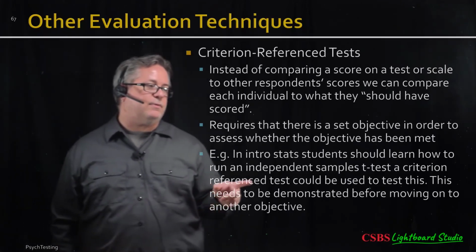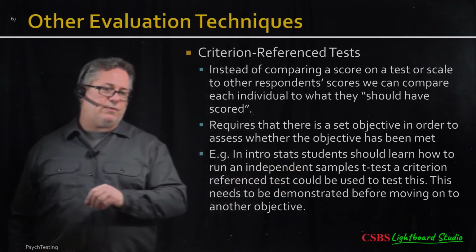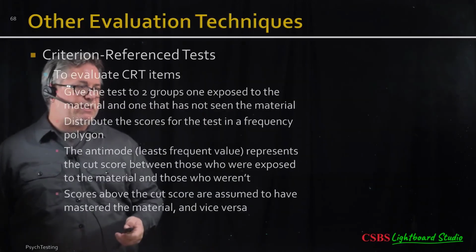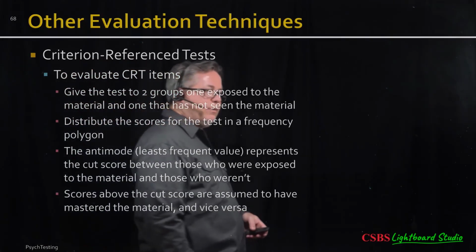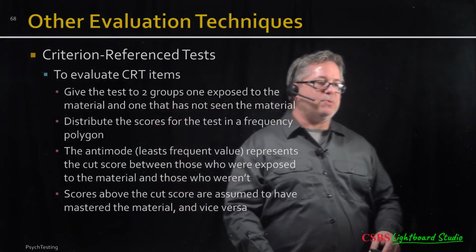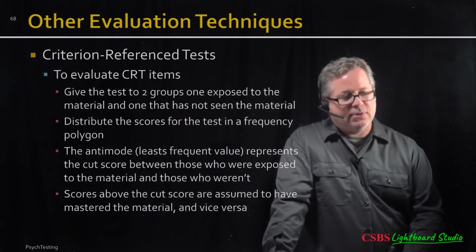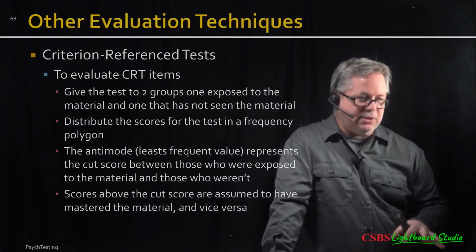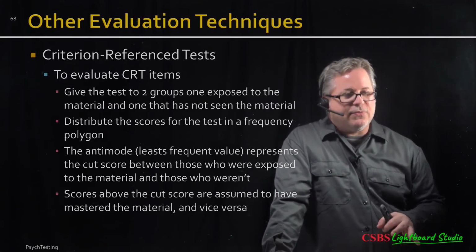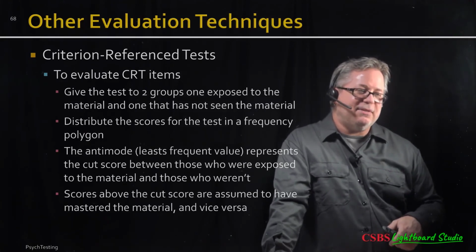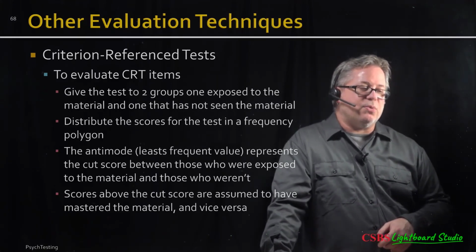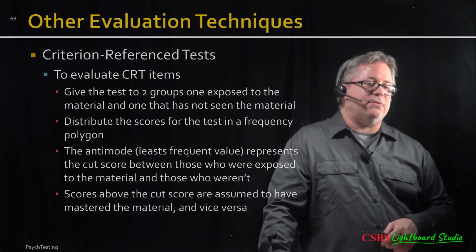That kind of setup, where you're given certain objectives to meet before you move on, creates a different kind of scale. So to evaluate these criterion reference tests, you give the test to 2 groups, one exposed to the material and one that has not seen the material. So one you taught, one you didn't teach. You distribute the scores for the test in a frequency polygon, and then you look for something called the anti-mode. It's the least frequent value, and it represents the cut score between those who were exposed to the material and those who weren't. Scores above the cut score are assumed to have mastered the material, and vice versa.